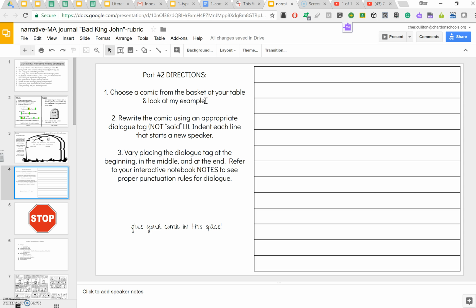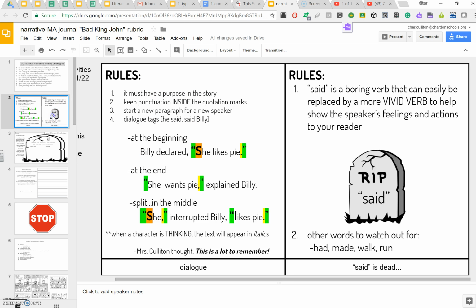Instead of using said, I picked one of these words that I found here, or I could make some more up, or if I'm not sure, I could Google some more ways to say said. And I'm going to rewrite the comic strip using punctuation marks for dialogue. And this is where you might need to go back and refer to your interactive notebook.